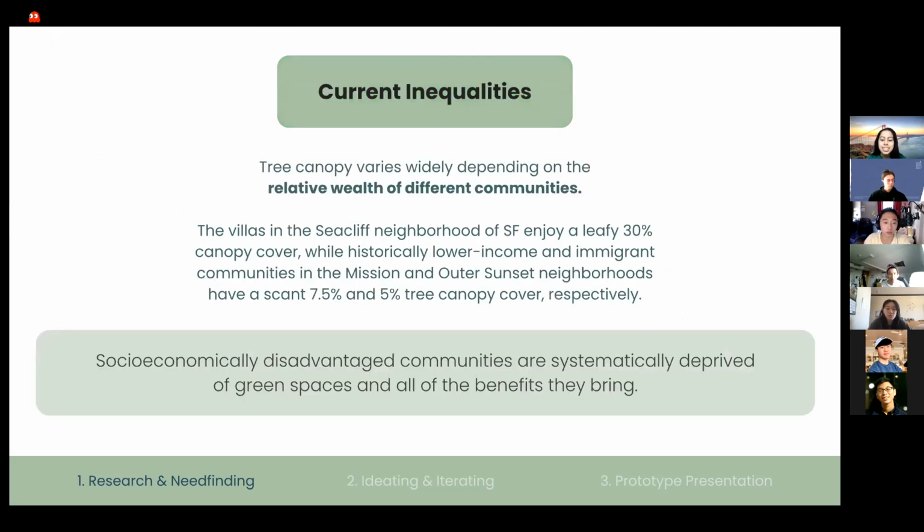Based on those statistics, we see that it's absolutely vital to have access to green spaces, but unfortunately, some communities are better off than others. Right here in the Bay Area, for example, some communities in San Francisco have a 30% canopy cover, whereas lower income neighborhoods have hovering around 5%. So this disparity is really visible in the different neighborhoods of the city, and socioeconomically disadvantaged communities are systematically deprived of green spaces and all of the benefits that they bring.